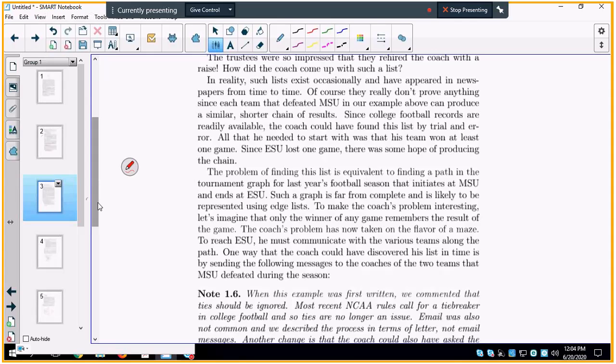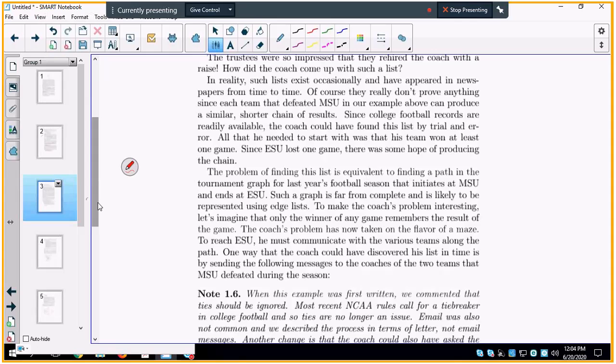Of course, they don't really prove anything, since each team that defeated MSU in our example could produce a similar, shorter claim of results, right? If you were the 7th step down the list, then you're 7 steps closer to claiming that you could have competed with the champion. So it's not necessarily logical, but how did the coach produce such a list?